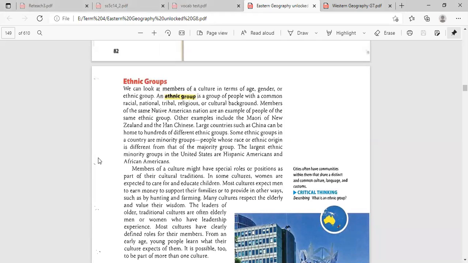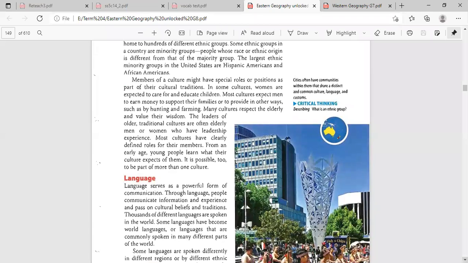Reem Gouda? Yes, actually an ethnic group is more than one group of people with a common tribal and religious cultural background. This is called an ethnic group. And we can also find more than one ethnic group in the same country. Okay.